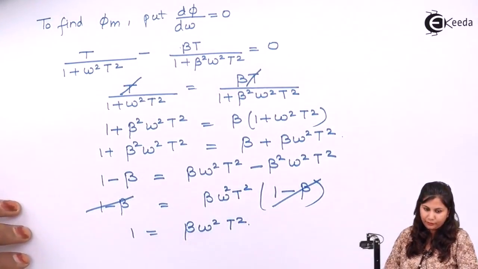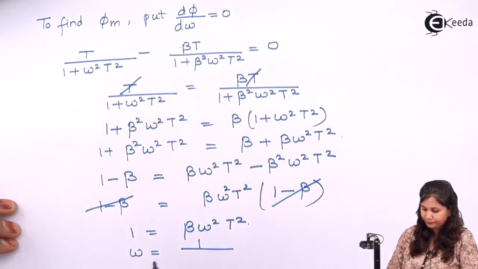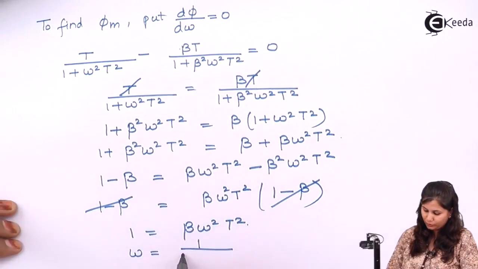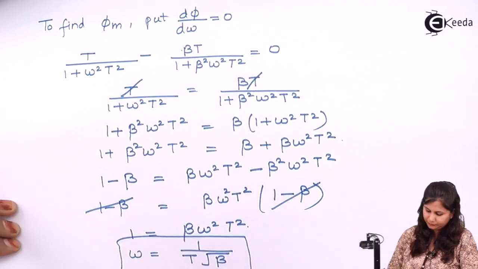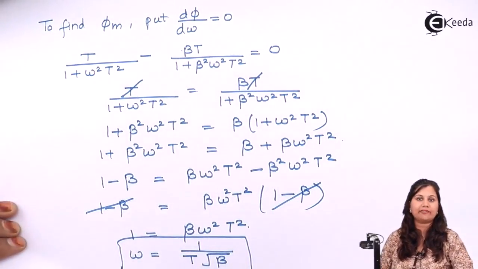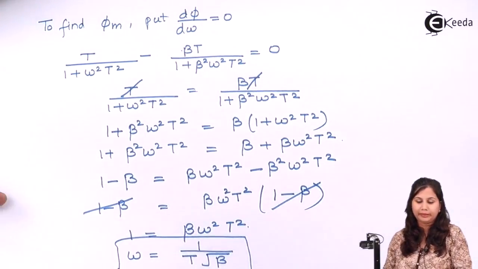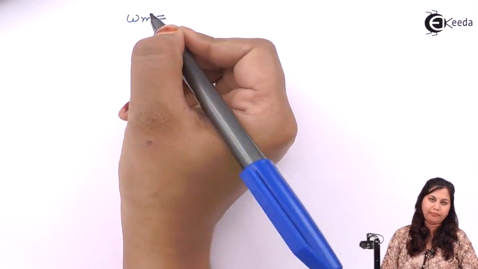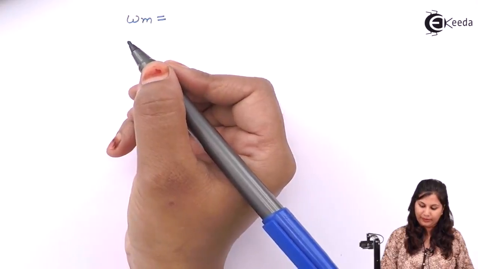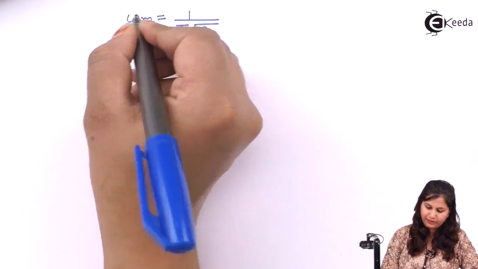So from here the value of omega is 1 upon, we have beta t square, so it will be 1 upon t under root of beta. Just like phase lead network, there we have obtained 1 upon T root alpha. Here we have obtained 1 upon T root beta. So this omega is now omega m, that is the maximum frequency. So its value is 1 upon T root beta.